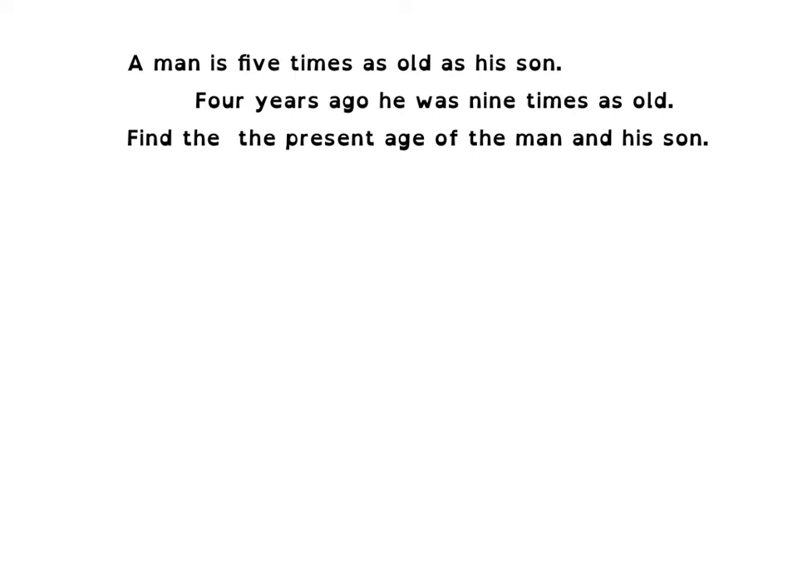A man is 5 times as old as his son. And then 4 years ago he was 9 times as old. So we can see that here we have two different variables that we need to define, and that is the age of the man and the age of his son. So the first thing that we're going to do is write here: variables.